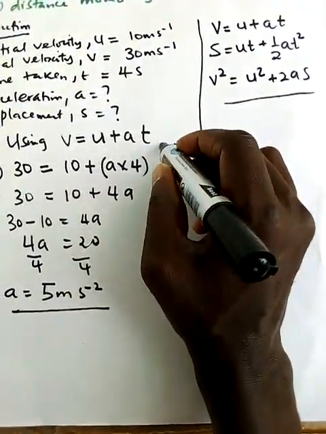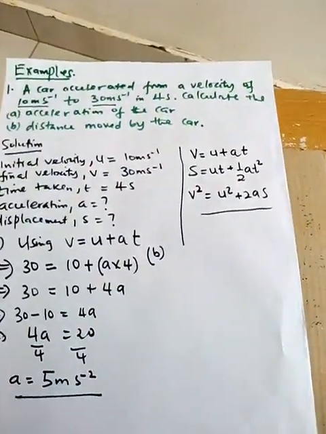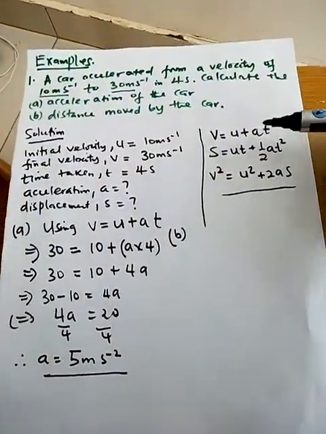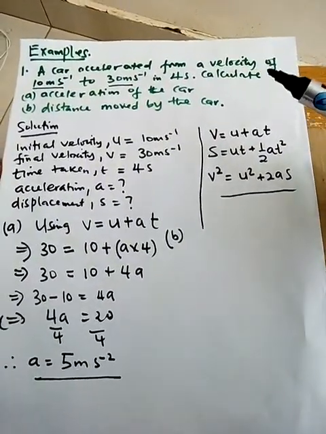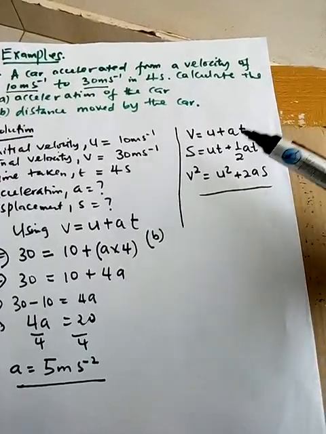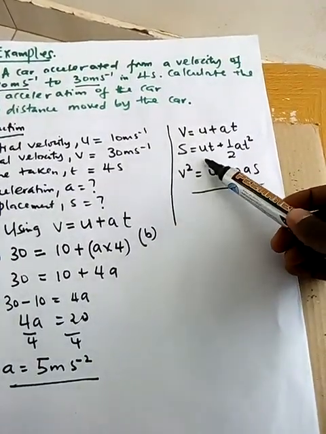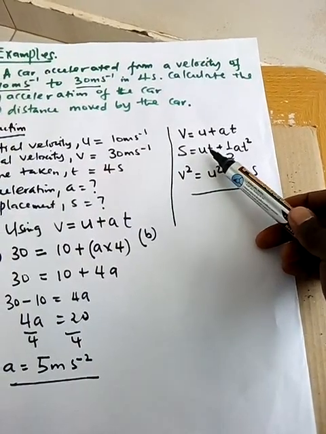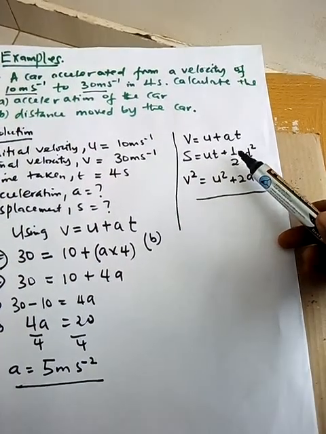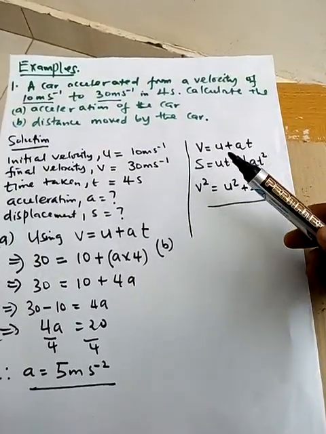Now in part B, they want you to get the distance moved. So when you look at it properly, we can use the second equation of motion. We can as well use the third equation of motion, because we have already determined the acceleration. So in the second equation of motion, we can use U, which is 10. We have T, which is 4. We have A, which is 5. And we get the displacement or the distance.